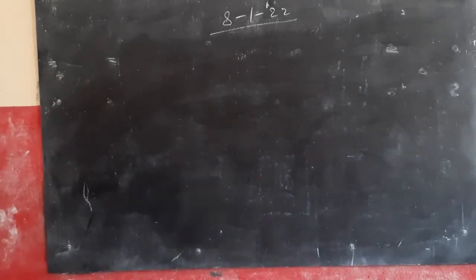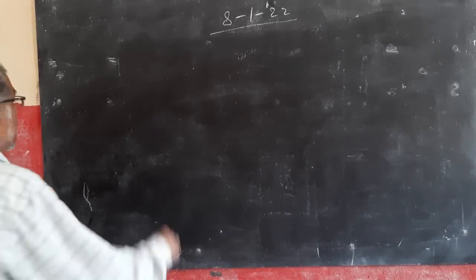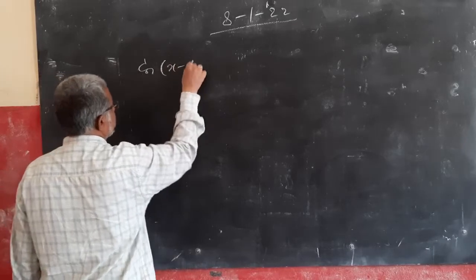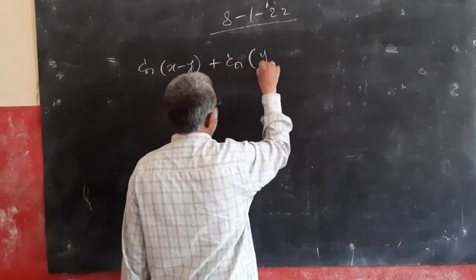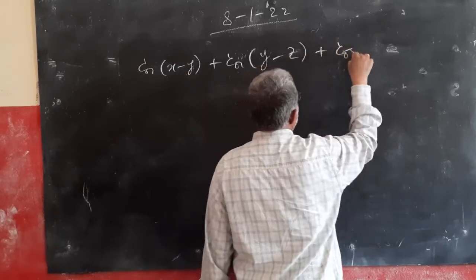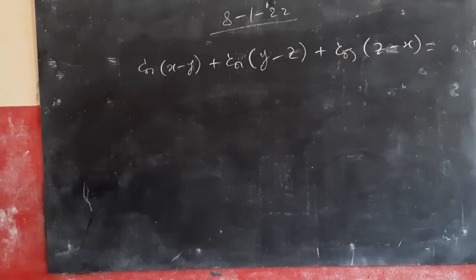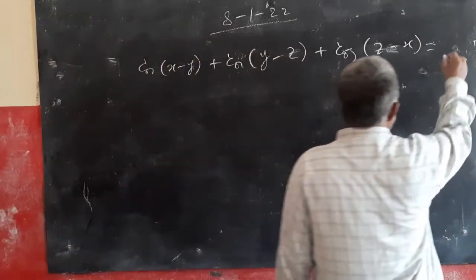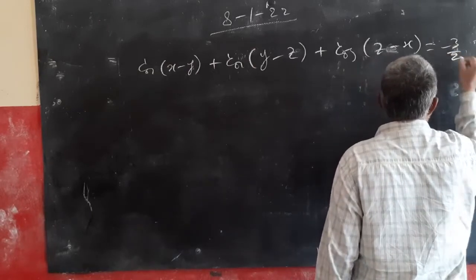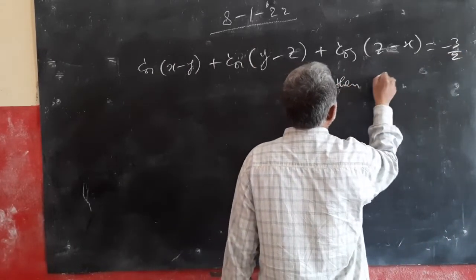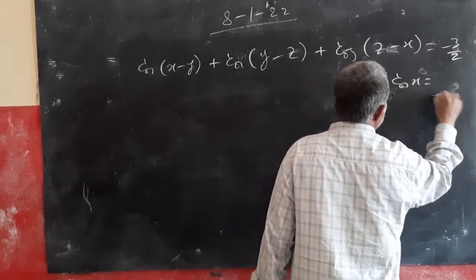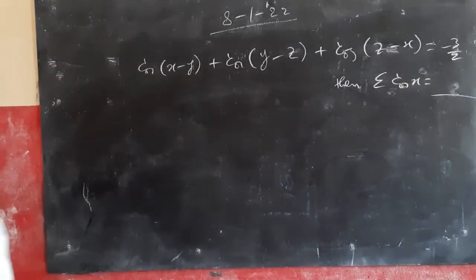Next is a very simple one. cos(x − y) + cos(y − z) + cos(z − x) equals −3/2. Then Σ cos x equals how much?